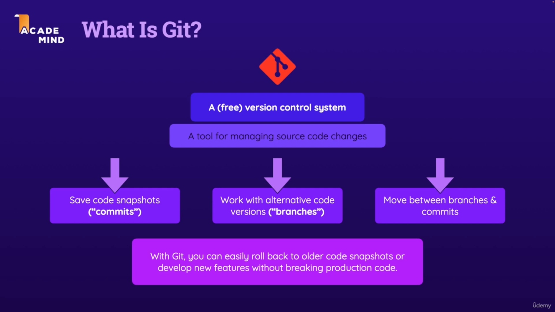Most importantly, you can create code snapshots, so-called commits, which allow you to go back to an older snapshot in case you mess something up, or if you want to take a look at an older version of your code. Another important feature would be branches, which we'll also take a closer look at later in this section here.